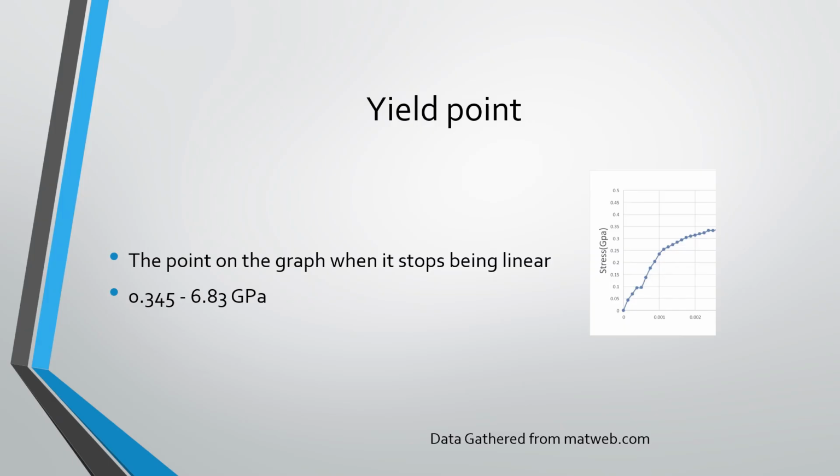The yield point is the point on the graph at which it transfers from its more linear state to a non-linear state, like more of a curve, and then flattens out, as we'll examine later. That is around this point of the graph I found, which the brass typically finds itself, its yield point being somewhere around 0.345 gigapascals up to 6.83 gigapascals, with its average being around 2.53 gigapascals.